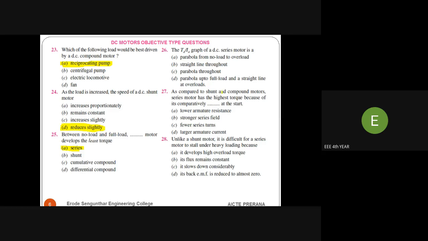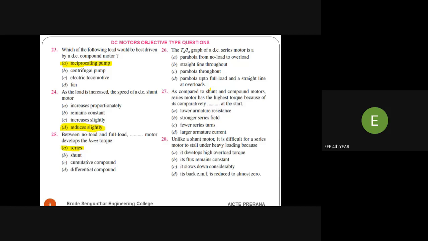Question number 26. The torque versus armature current graph of a DC series motor is here. Option A, parabola from no load to overload. Option B, straight line throughout. Option C, parabola throughout. Option D, parabola up to full load and a straight line at overloads. Definitely option D is the correct answer.